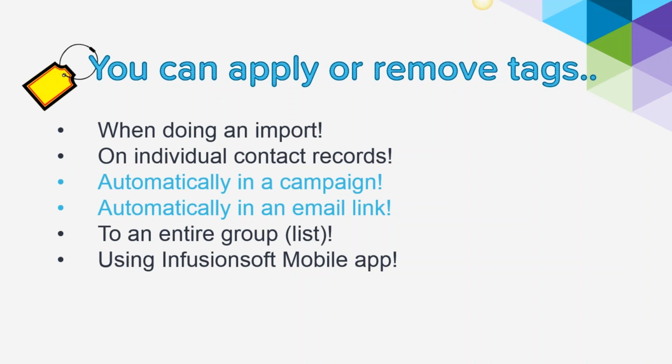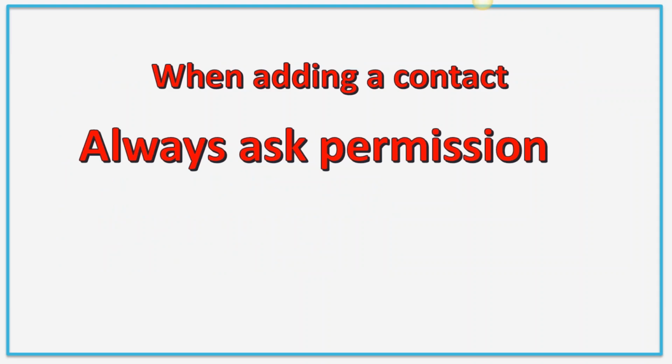So you can apply or remove tags when doing an import, on individual contact records, or to an entire group. We call that mass tagging, or on the Infusionsoft mobile app. Then automatically it can be added in a campaign or removed, and that tag also could be added in an email link. So if they click on an email link or a picture and it had a tag on it, there are so many things that you could create automation for with those tags.